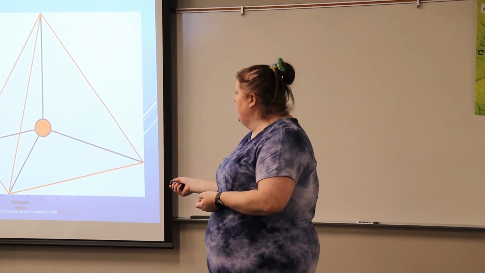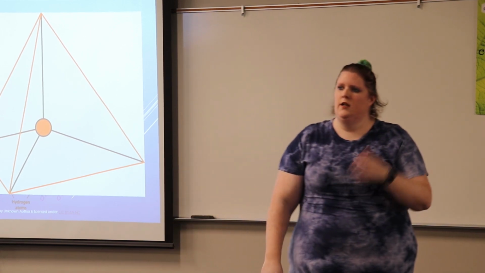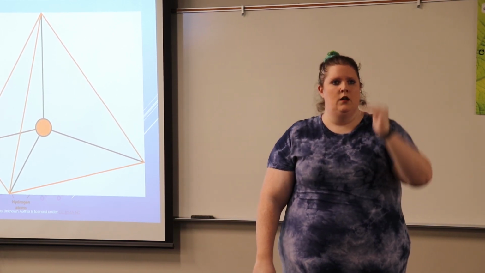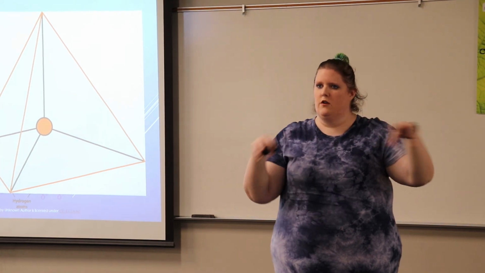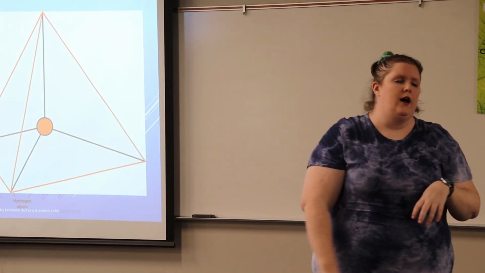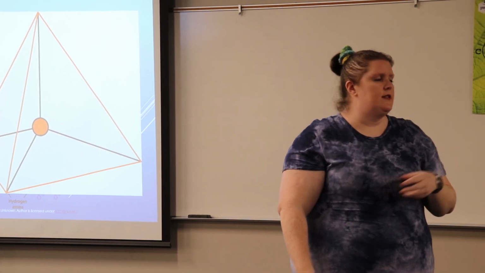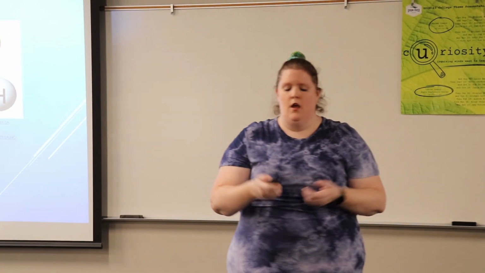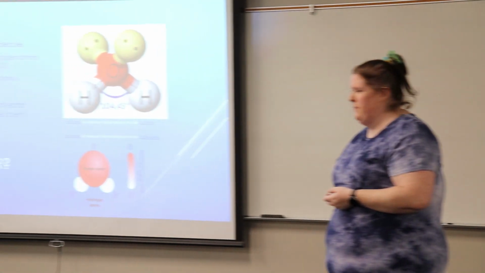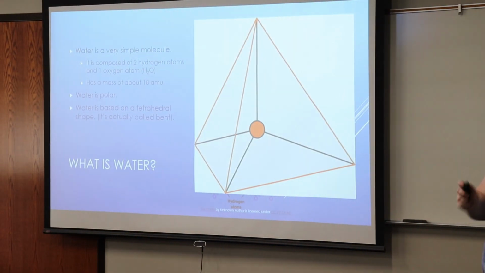In this example, the little orange dot would be your oxygen. It's set up in the middle. So it's not flat. The oxygen kind of exists in the middle, and then the corners would be your hydrogen and your electrons. It is technically called bent. Water is bent because of this oxygen-hydrogen. Okay, it's literally bent. But it's based on that tetrahedral. So there's a little nuance there.